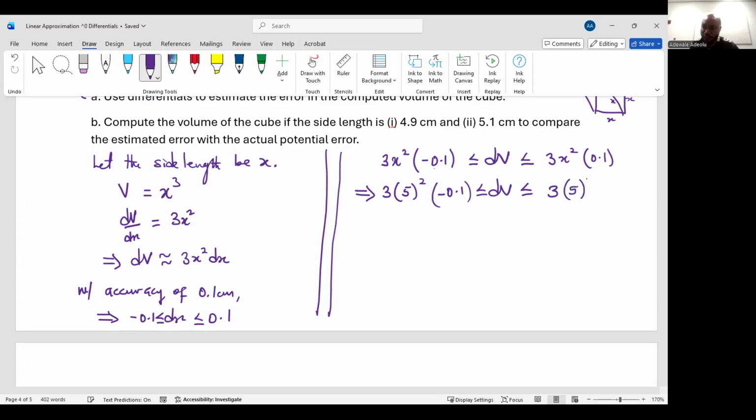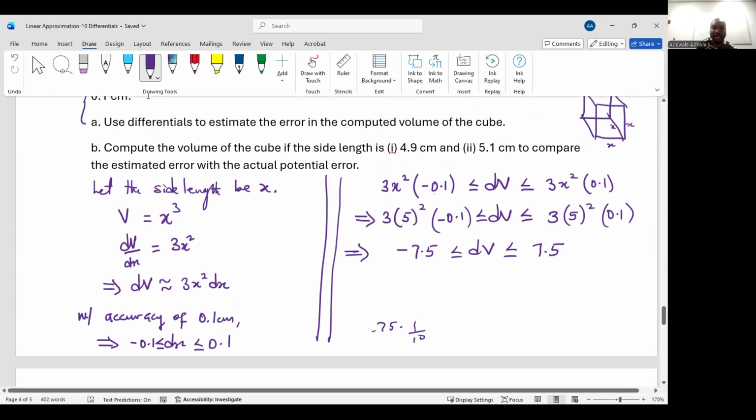So 3 times 5 squared times 0.1. So this implies we have 3 times 25, 75. So that is 75 times 1 over 10. So that is negative 7.5 less than or equal to the v less than or equal to 7.5. So that is what we expect for the error in volume of the cube. So that is part A answered.